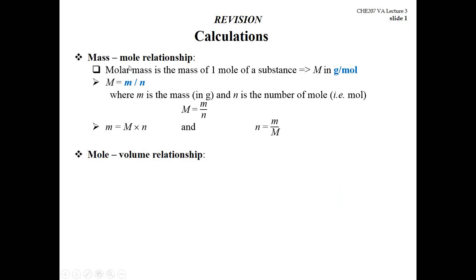Mass to mole relationship is reflected by molar mass, because molar mass is the mass of 1 mole of a substance. So the formula for molar mass is molar mass equal to mass divided by number of mole. From this fundamental equation, you can rearrange this to mass equal to molar mass times the number of mole, and number of mole equal to mass divided by molar mass.